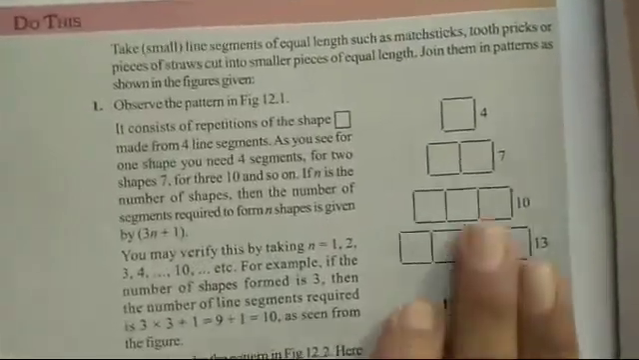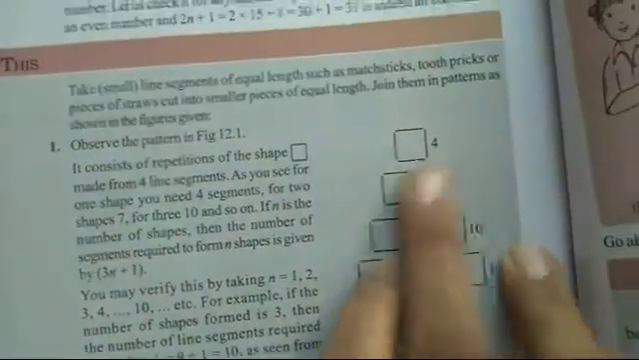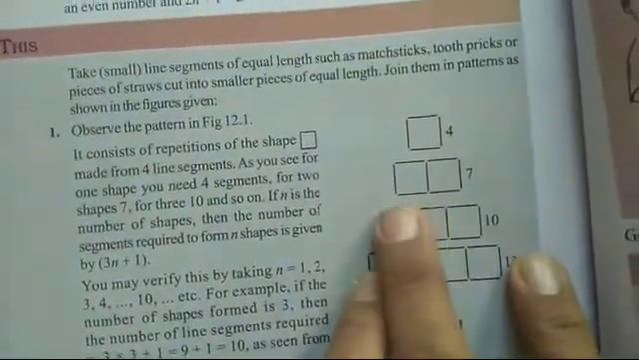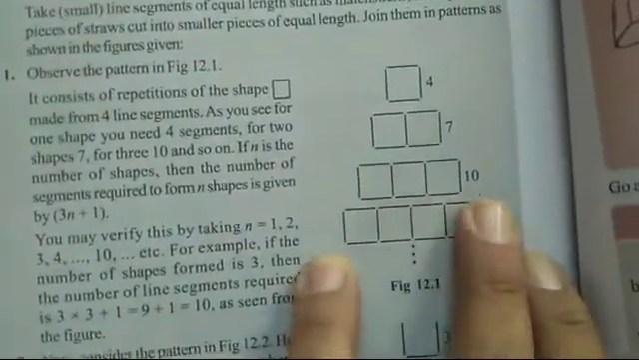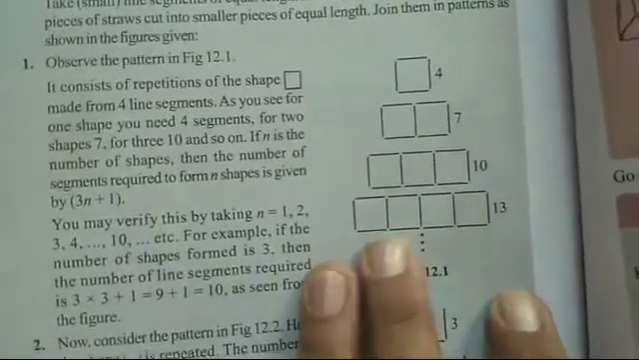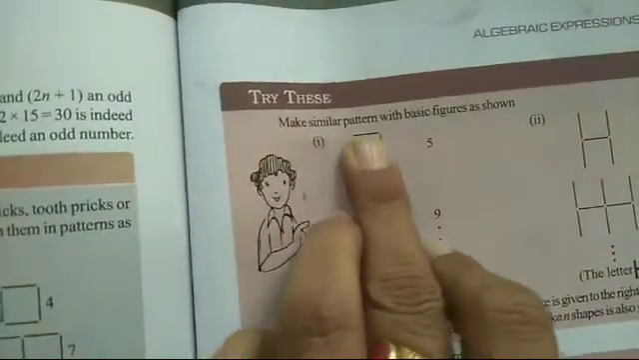If you look at this pattern, we can see here a square shape having 4 sides, or 4 line segments. Now this is a combination of 2 squares, but 7 line segments are required. This is a combination of 3 squares, but 10 line segments are required. A combination of 4 squares, only 13 are required, and so on. So if we consider this pattern, this shape, then we can see here 3 line segments, here 5, here 7, here 9. Now moving ahead, we make a similar pattern using the basic formulas.